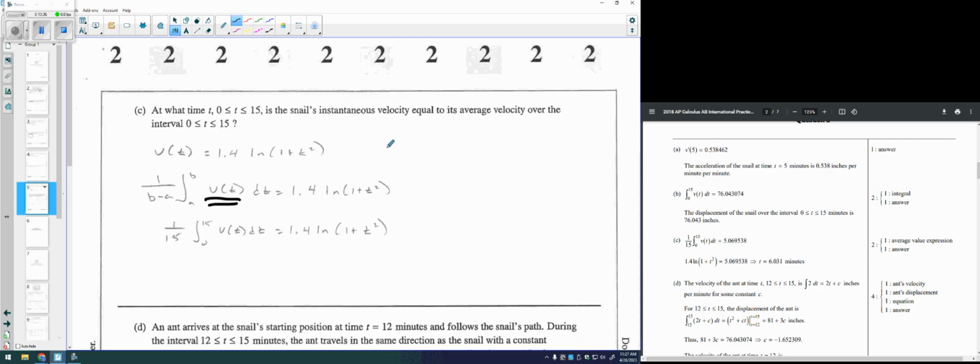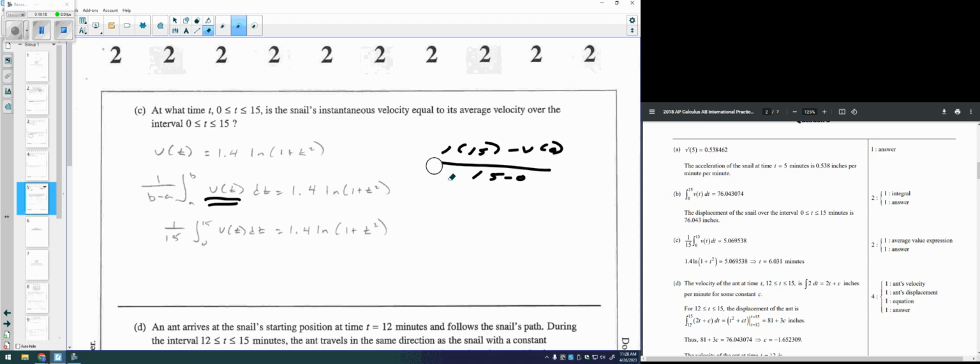Some of you did v of 15 minus v of 0 over 15 minus 0. Think about what that finds. If I have v of 15 minus v of 0 all over 15 minus 0, I'm finding the change in velocity over the change in time. That's acceleration. So if I did this right here, I didn't find the average velocity. I found the average acceleration. Okay? Make sure you recognize that, because there were 3 or 4 of you who did that.